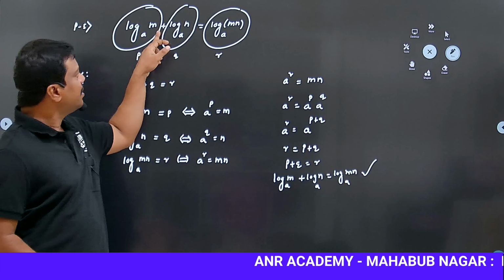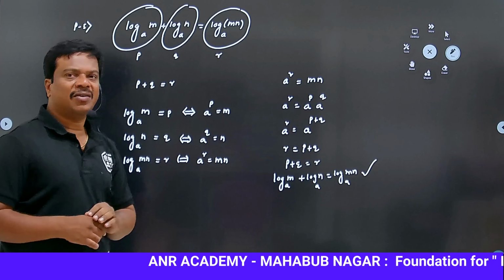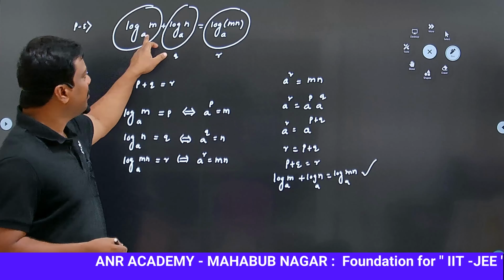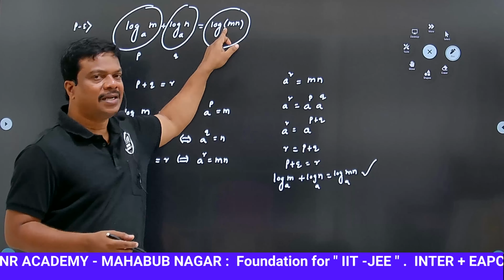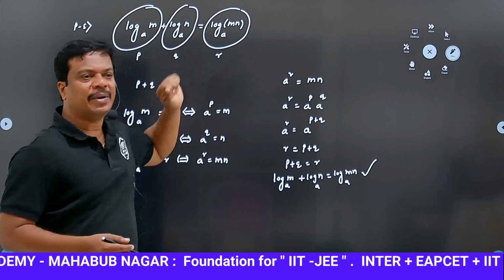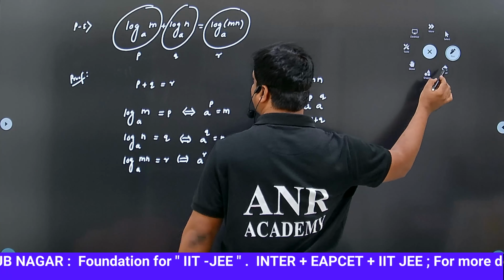And when you have a sum in between log m and log n, you get log of m into n. For a sum you will get a product, and if you have a difference in between them, you will get a division, log m by n. Let us see the proof of the next one. Next, property number 6.